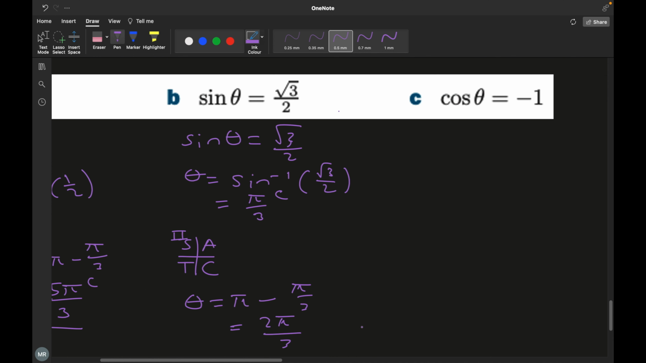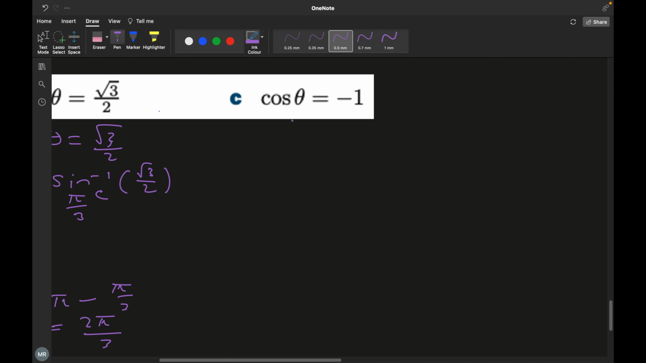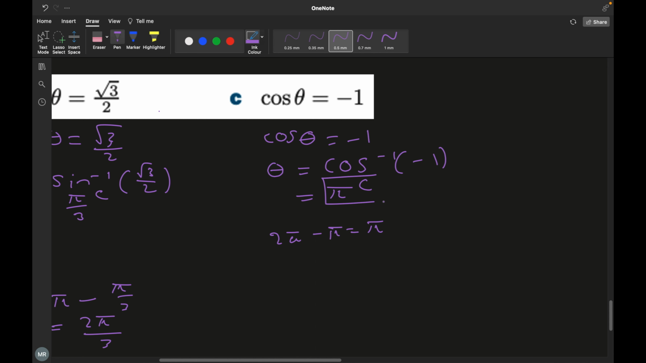Now let's solve the last one. So cos theta is minus 1. So theta is cos inverse of minus 1, which is pi. The second angle will also be the same because 2 pi minus pi is pi. So therefore we only have one answer, which is pi.